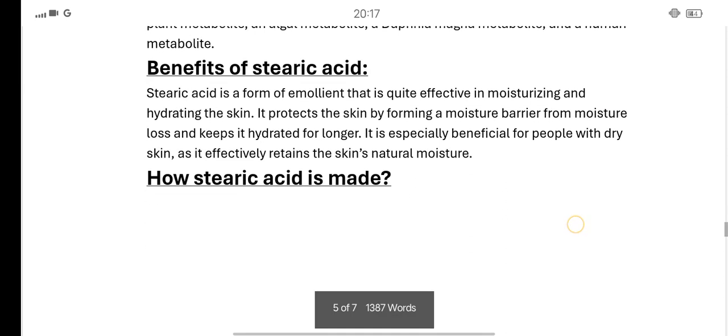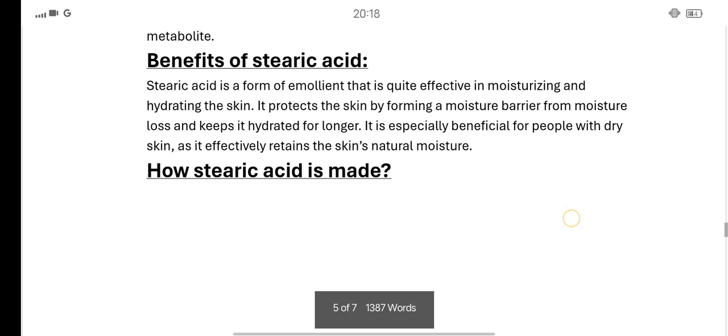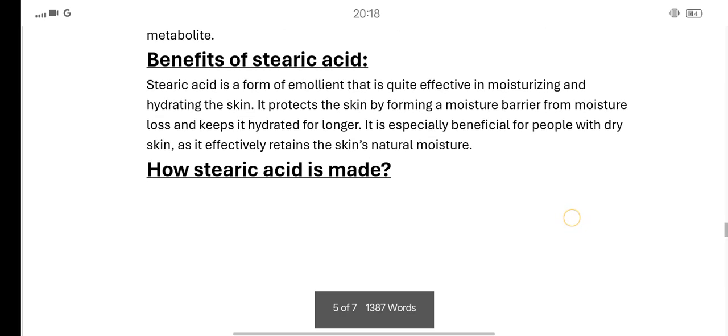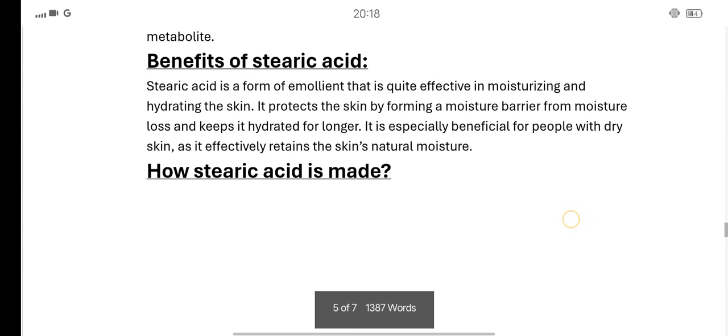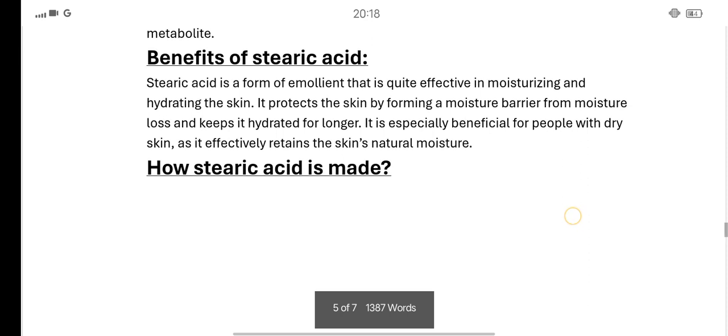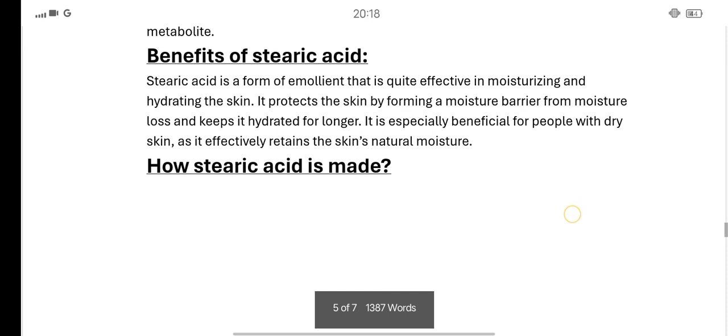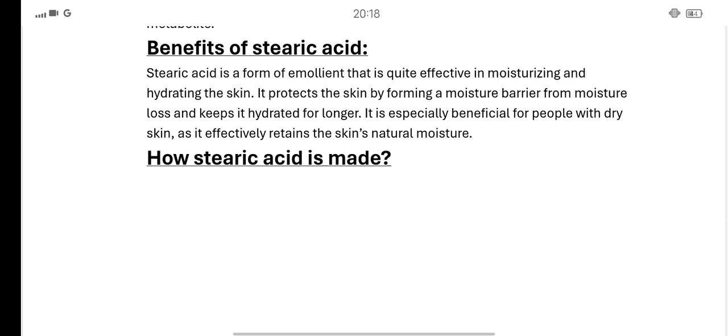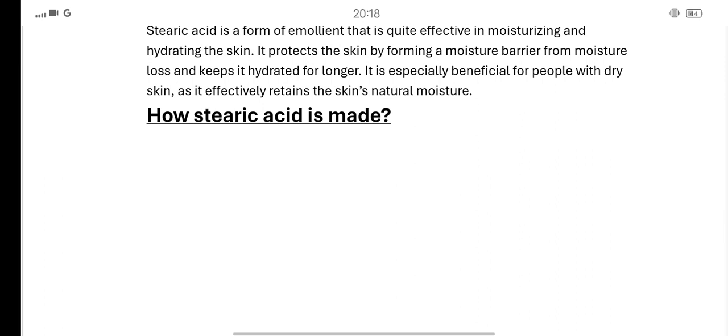Benefits of stearic acid. Stearic acid is a form of emollient that is quite effective in moisturizing and hydrating the skin. It protects the skin by forming a moisture barrier against moisture loss and keeps it hydrated for a longer time. So basically, this has a very advanced effect on our body, especially on our skin. It is especially beneficial for people with dry skin. So people who have dry skin can use stearic acid.